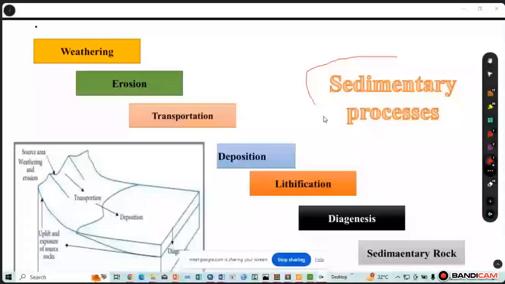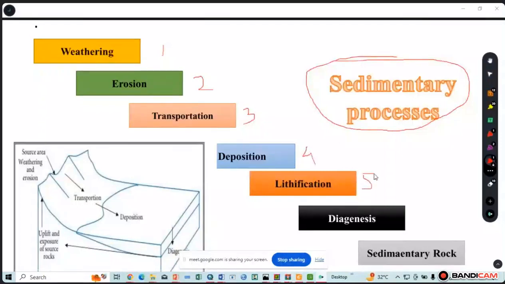Here we discuss the processes involved in the formation of sedimentary rock. You can see the first process is weathering, second is erosion, third is transportation, fourth is deposition, fifth is lithification, and sixth is diagenesis. That means these six processes are continuously involved in the formation of sediments into sedimentary rock.